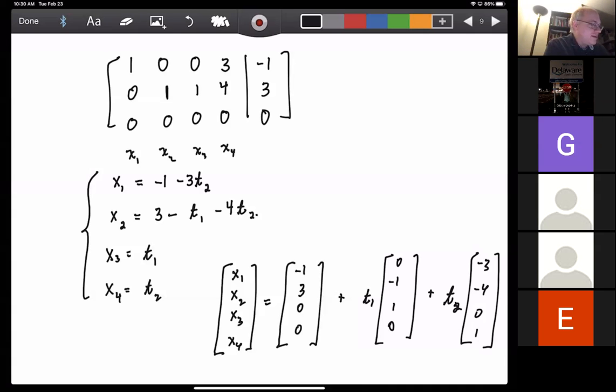And you can write out what's happening in terms of the individual scalar variables, or you could lump everything together and express your solution in vector form like that. So notice you have a basic solution, -1, 3, 0, 0, and then you have an arbitrary multiple of this vector with entries 0, -1, 1, 0, plus a different arbitrary multiple of the second vector, -3, -4, 0, 1.